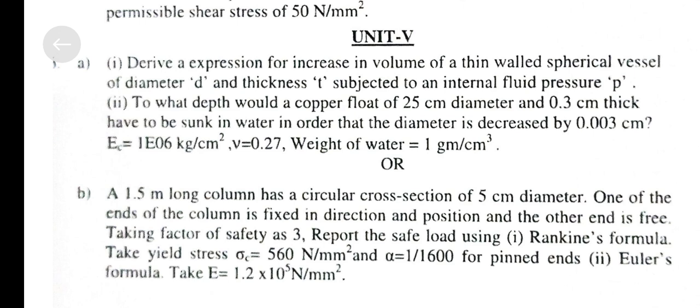To what depth would a copper float of 25 cm diameter, 0.3 cm thick, sink in water, in order that the diameter is decreased by 0.003 centimeter? E equals 1.06 × 10^6 kg/cm², ν equals 0.27. Weight of the water is 1 gram per cubic centimeter.